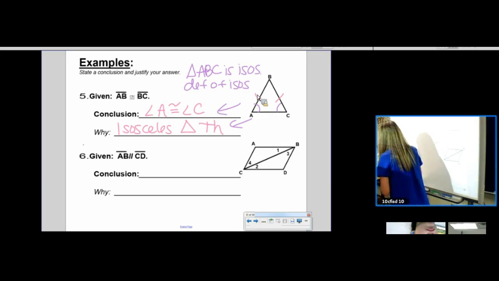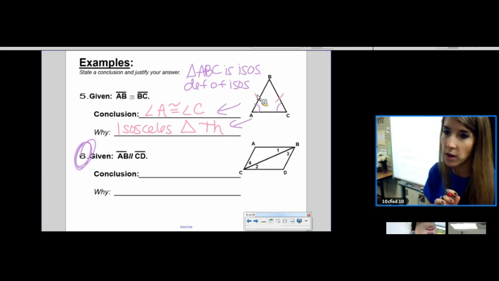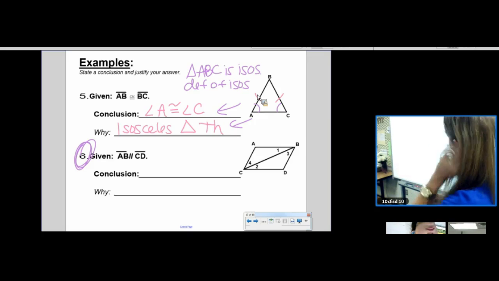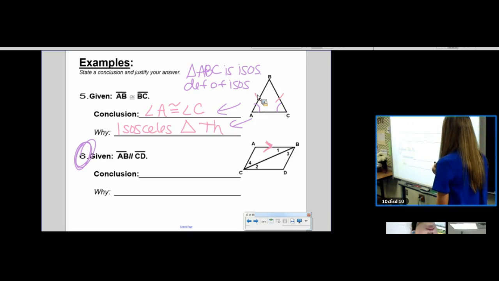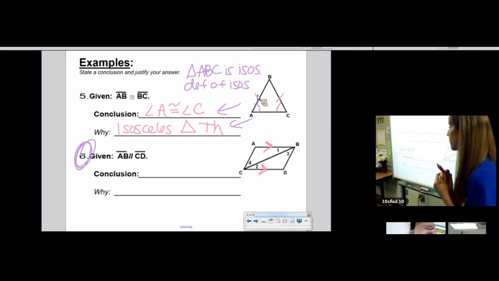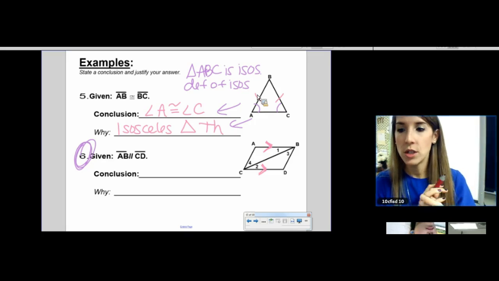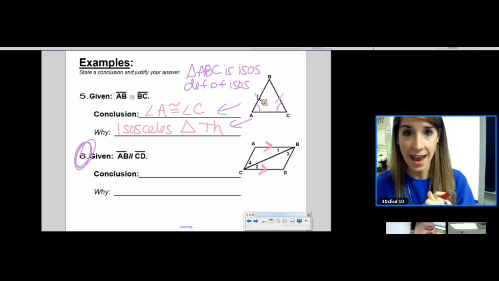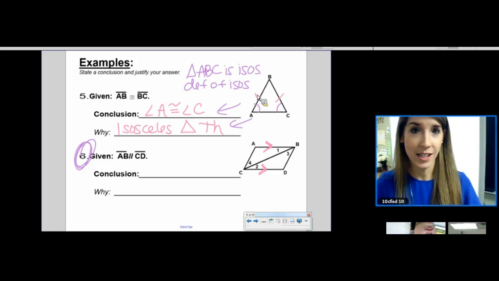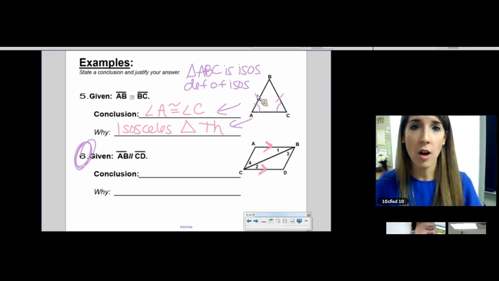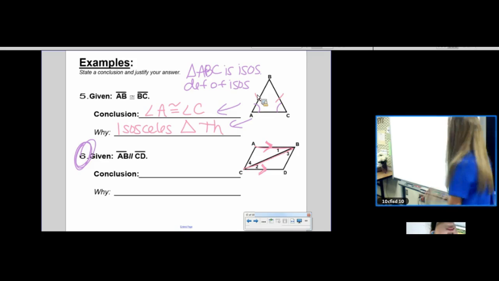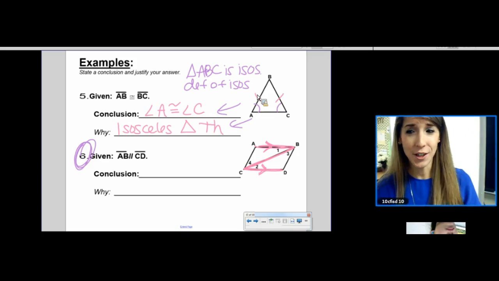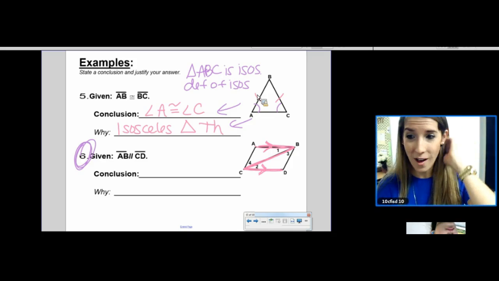Number 6 is a big one, guys. It'll be on your homework, so don't worry if you don't have time to write this down in your notes. Given segment AB is parallel to segment CD, what can we conclude? Students often pick the wrong pair of angles. I can conclude that alternate interior angles are congruent, but don't pick the wrong alternate interior angles. I'm going to make the letter Z out of my parallel lines and my transversal. I hope that once I make that letter Z, it's more obvious which ones are congruent.